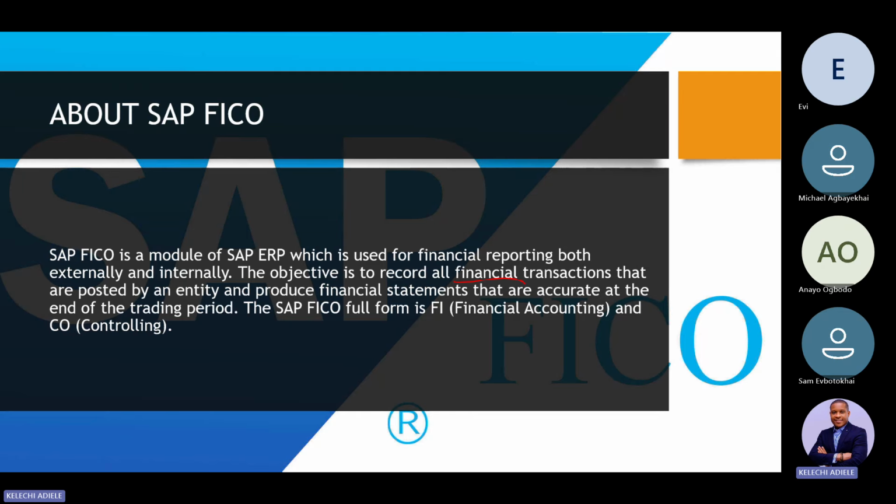Not just accurate, but in line with what we call IAS and IFRS. I think I'll explain that. And I think these are concepts you need to also research about.